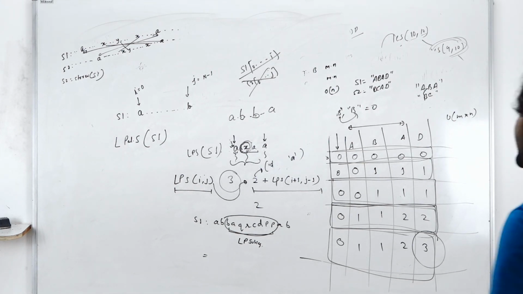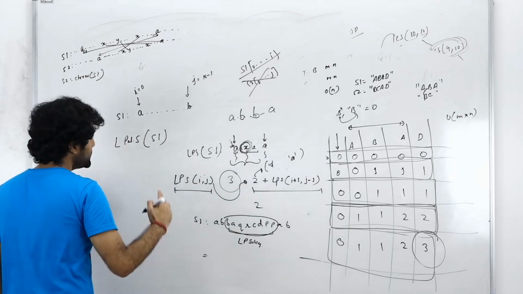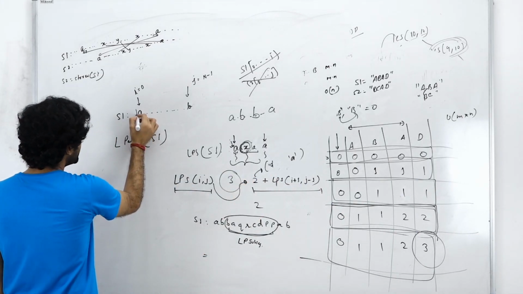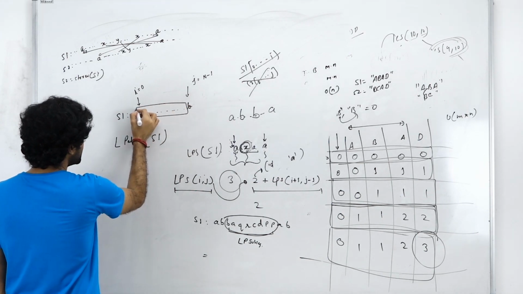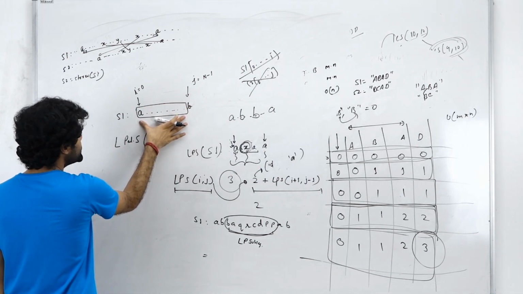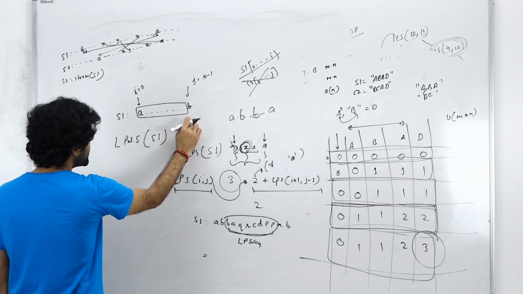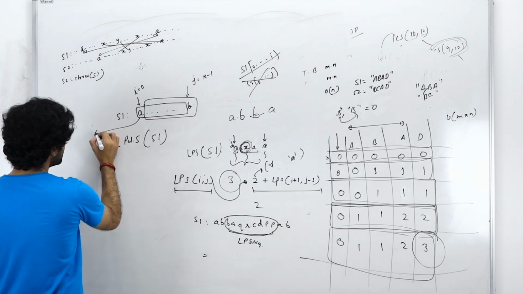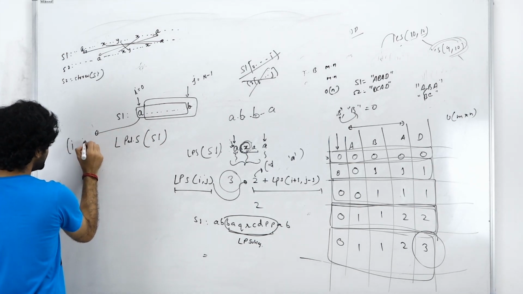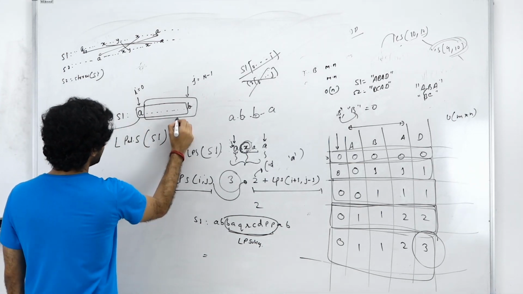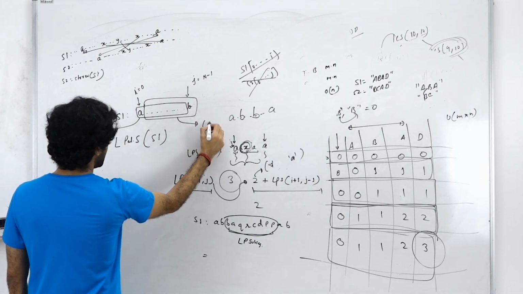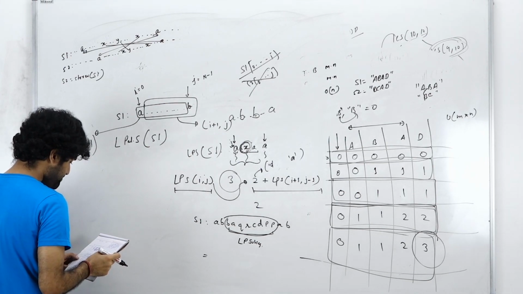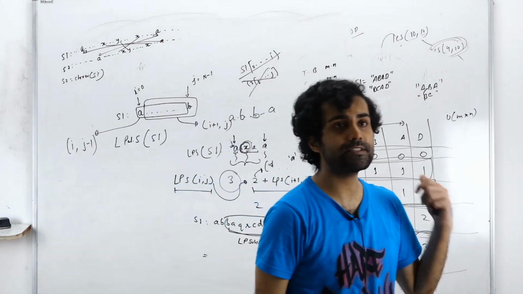Yes. So in that case I can say that my longest palindromic subsequence would either be something from here, which would be a subsequence of this portion, or it would be a subsequence of this portion. The first case corresponds to I, j minus 1, and the second case corresponds to I plus 1, j. Does this make sense? Yes or no?